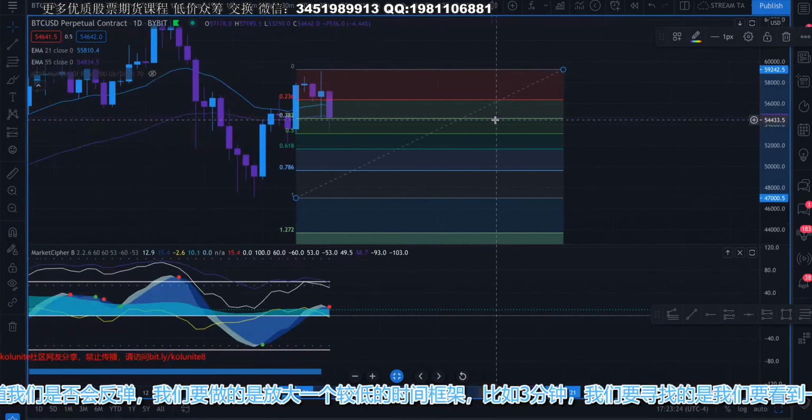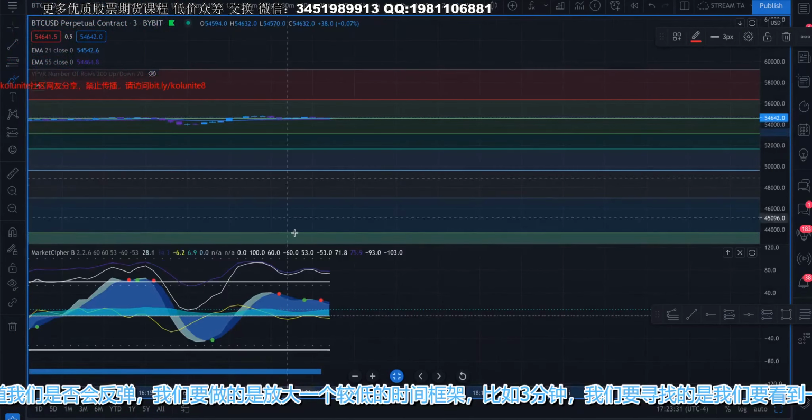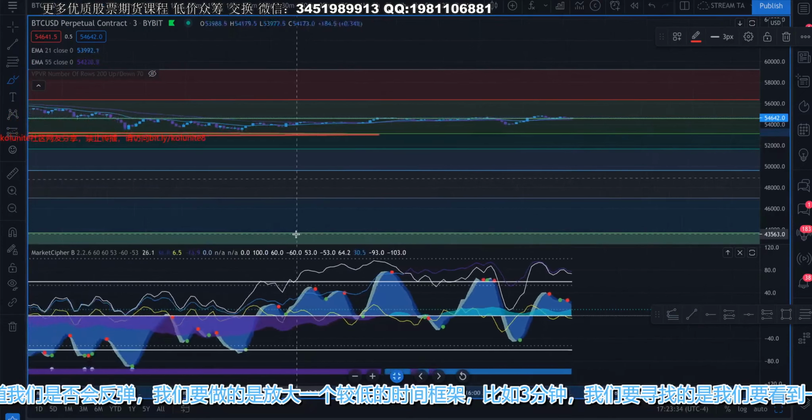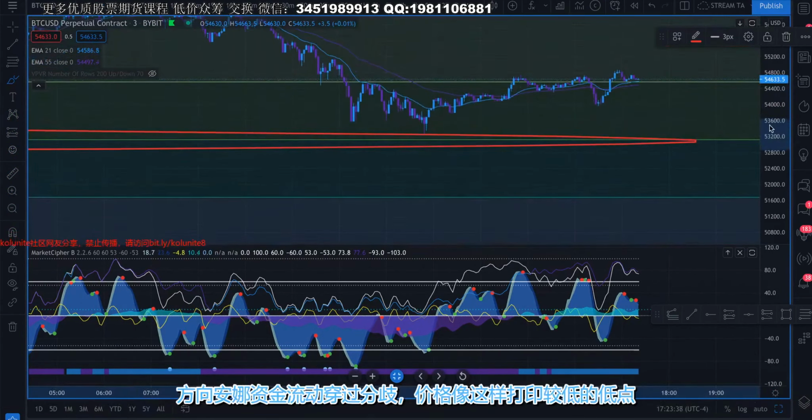How do we know if we're going to get a bounce or not? Well, what we're going to do is zoom in on a lower time frame, like let's say the 3 minute. And what we're going to look for is a divergence and a direction and a money flow cross.